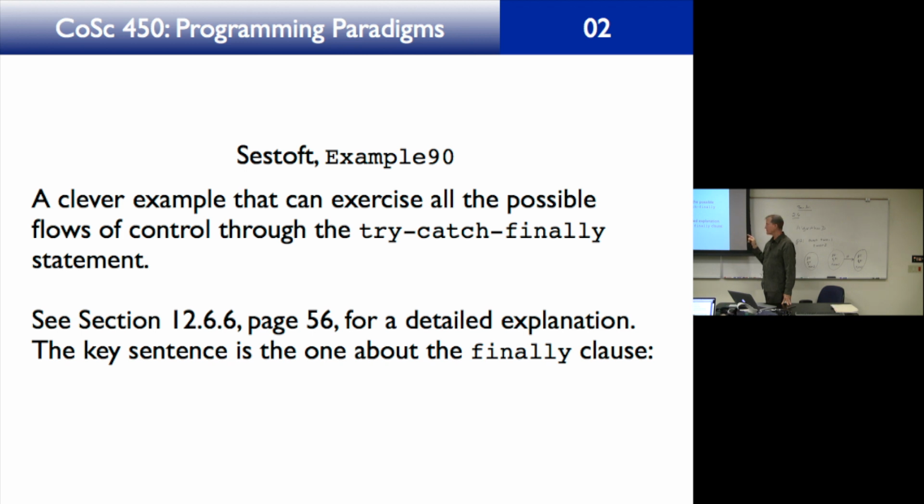I'm going to give you this example 90 code and a command line input, and you need to be able to understand how try, catch, finally works to be able to predict what the output is. So let's just go ahead and note this right away. It's a very clever example that can exercise all possible flows of control through the try, catch, finally statement. And if you want a detailed explanation, it's in section 12.6.6 on page 56. And there is a key sentence about the finally clause.